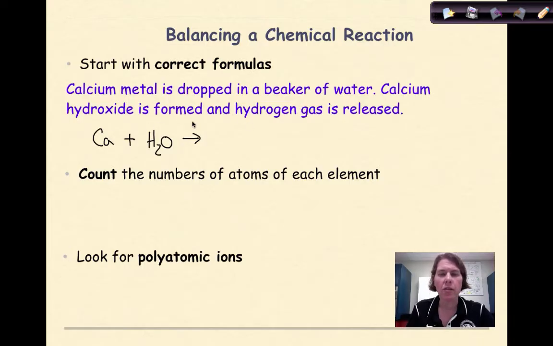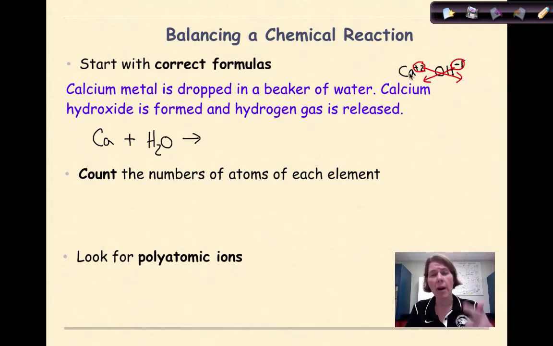So calcium hydroxide. Calcium is Ca 2+. Hydroxide is on table E. It's polyatomic, so that is OH 1-. What I'm going to want to do is take this and cross it down to here. Take this, cross it down to here. No negatives, no positives, no ones. I'm going to need parentheses around the OH. So this is going to be Ca(OH)2.